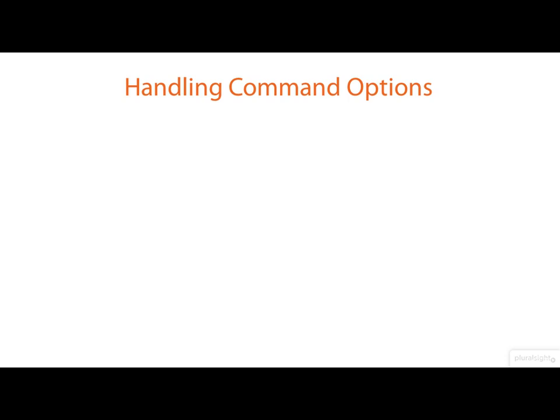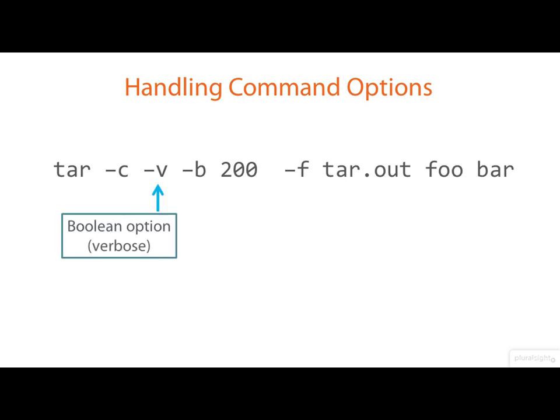Now, simply accessing the command line arguments is relatively straightforward, but things can get a little more difficult. Let's have a look at an example of the tar command. This is a standard Linux command. Here's an example of an option. Now, the options conventionally begin with a minus sign. This is a Boolean option. It's either there or it's not. Minus V happens to be the verbose option.